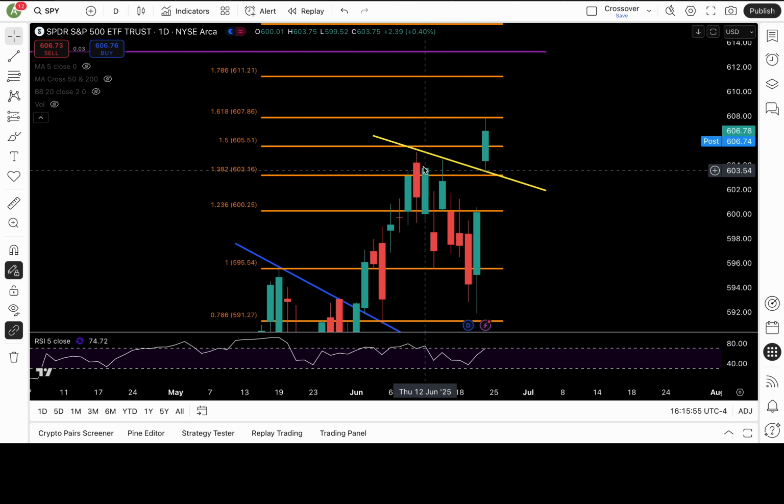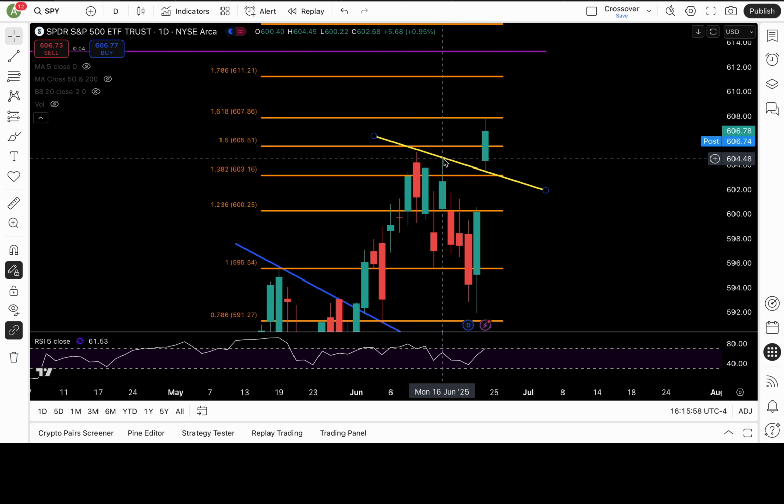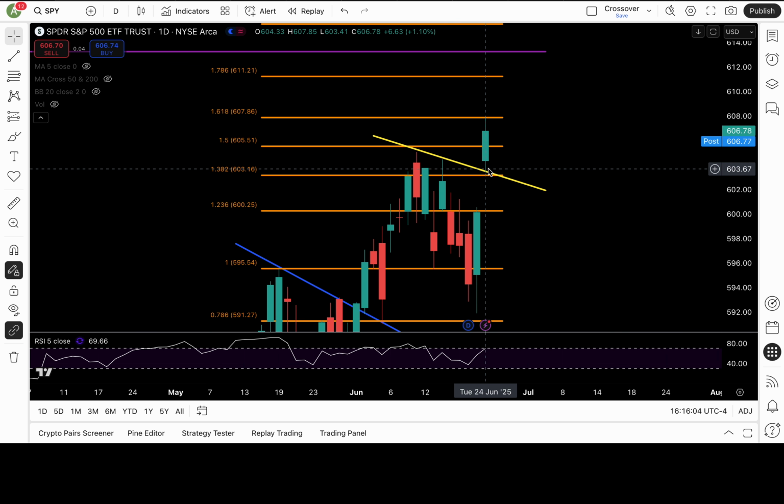So you can see that we have one touch, and then we got the second touch of the trend line. But we also had a third touch today. Can you see where it is? It's right here. Today's low. Third touch of this trend line happened today. Not a rejection as a resistance, but actually a bounce as a support.